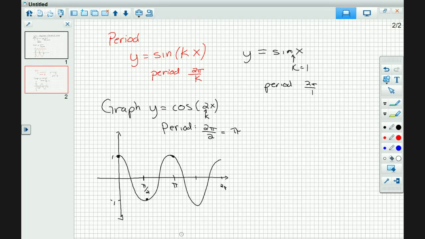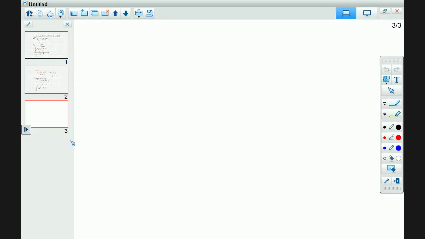You good with that? Okay, let's talk about music then. What if I gave you the C note? Here's the equation. The amplitude is 1 here, right? What's the period?